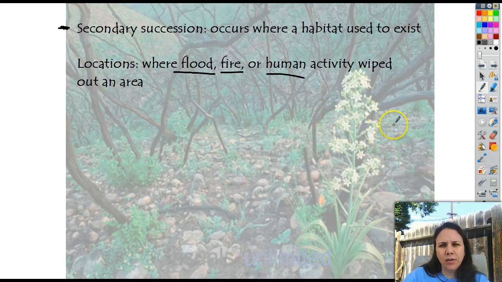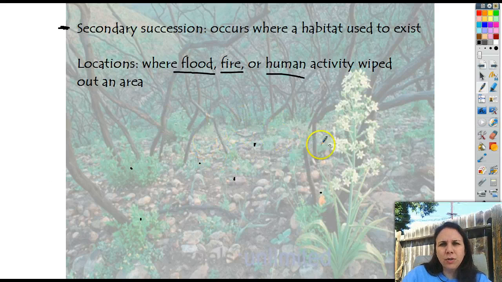all the plants are gone. This picture, you can see all the trees back here have been killed by a forest fire. But look at all the stuff growing down below here. It occurred way, way quicker than primary succession, because primary succession, there was nothing. No dirt, no soil, no nutrients, nothing.